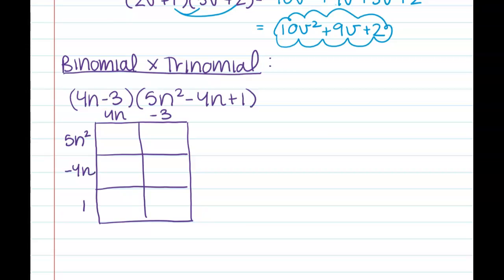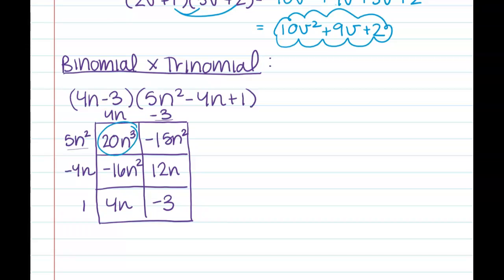So 5n squared times 4n, well 5 times 4 is 20, n squared times n is n cubed. 5n squared times negative 3, negative 15, n squared. Negative 4n times 4n is negative 16n squared. Negative 4n times negative 3 is a positive 12n. 1 times 4n is 4n. 1 times negative 3 is negative 3.